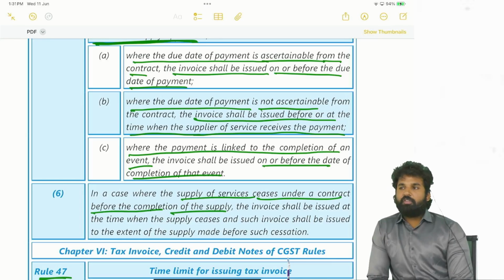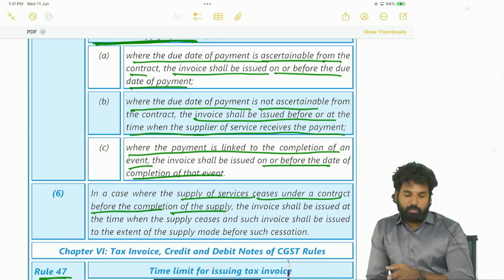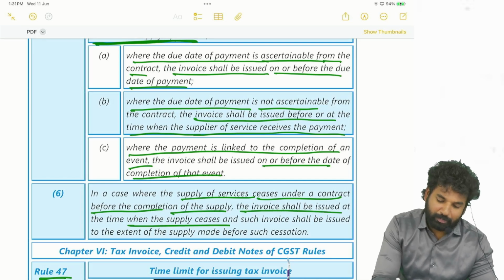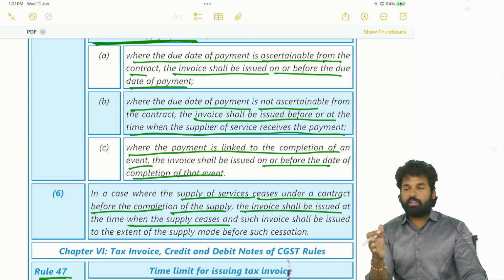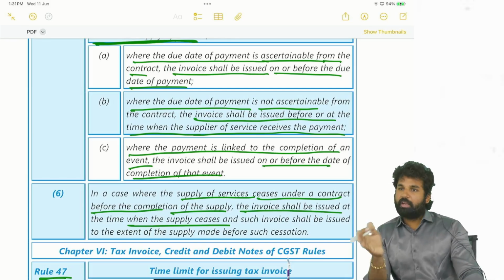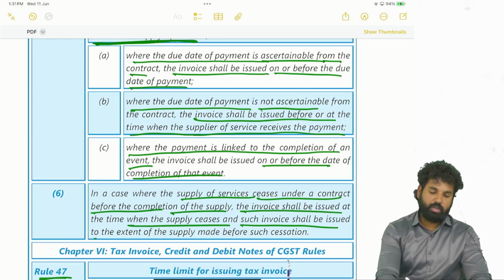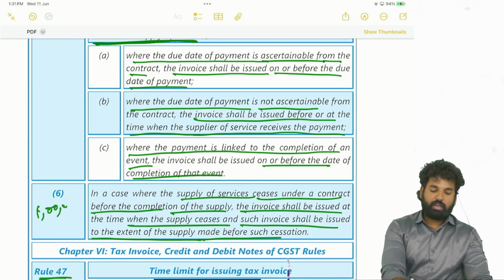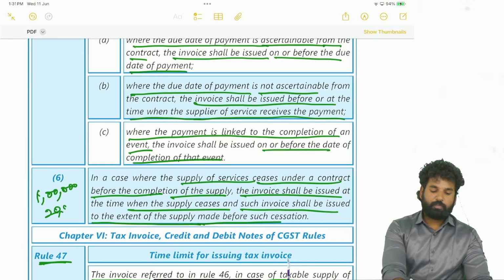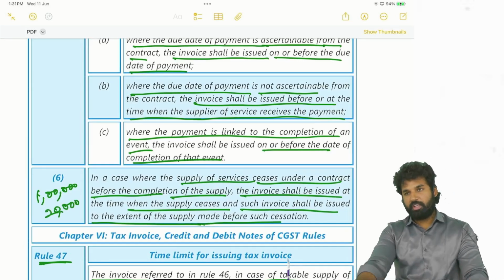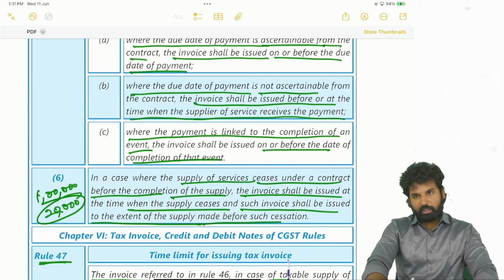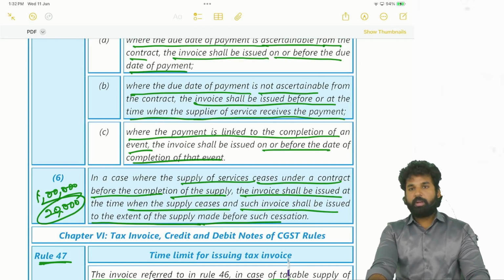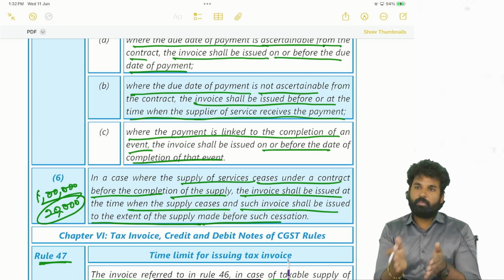In such cases, the invoice has to be issued on or before the completion of the supply. So the invoice shall be issued when the supply ceases, when the provision of service got stopped, and such invoice shall be issued to the extent of the supply made before cessation. So let's say if it is a 1 lakh contract, but it just went up to 20%, and 20,000 is being charged. In such cases, the invoice shall be issued for 20,000 only. But at what time shall the invoice be issued? When the supply is ceased, when the supply is stopped, by that time the invoice shall be issued.